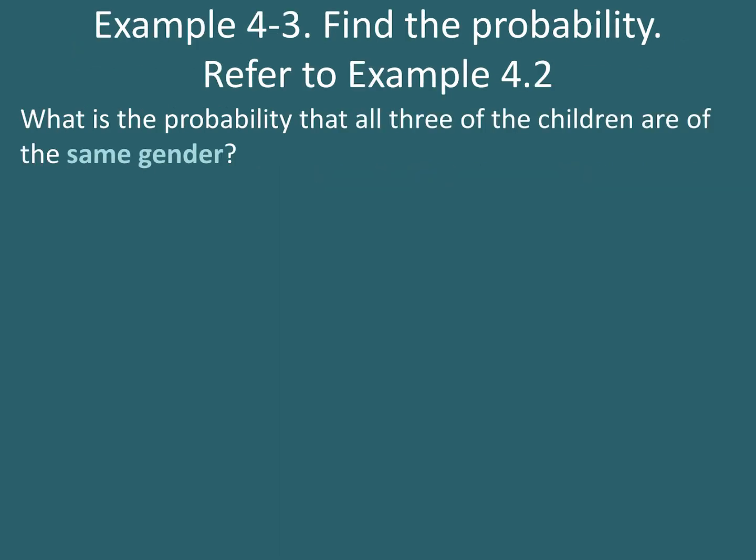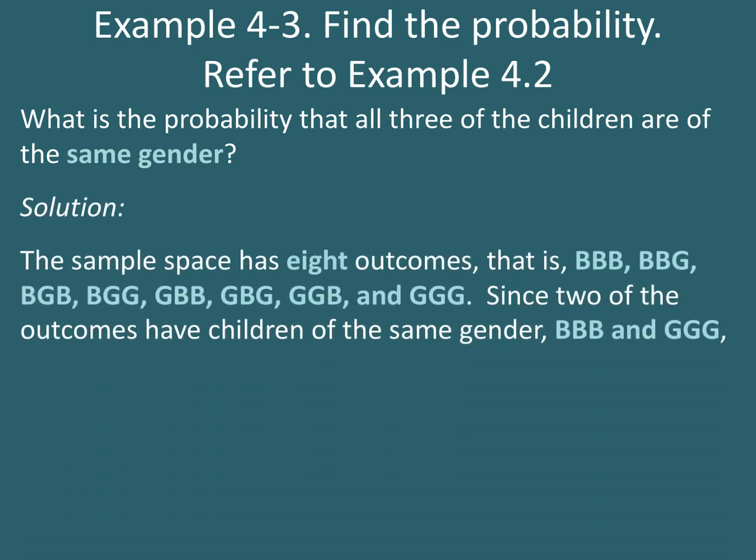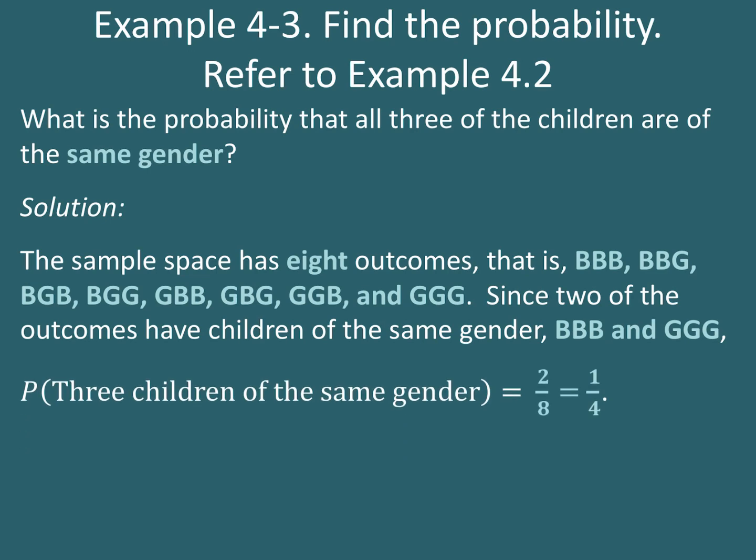Example, what is the probability that all three of the children are of the same gender? The sample space has 8 outcomes. That is boy, boy, boy, boy, boy, girl, boy, girl, boy, and so on to girl, girl, girl. Since 2 of the outcomes have children of the same gender, that is boy, boy, boy, and girl, girl, girl, we have the following probability.